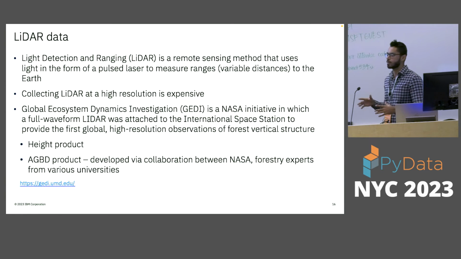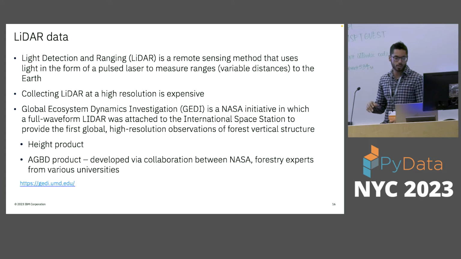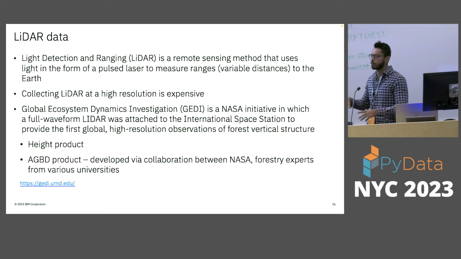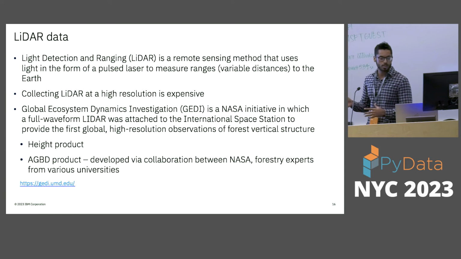The two main offerings from this data from NASA: one is the height information, so basically you can tell the height of the canopy or the height of the tree at any point on Earth. And the second one is the above ground biomass density, what we refer to as AGBD. That is how much biomass is present in one particular area on Earth. They usually derive this biomass from the height. These NASA guys have some kind of models to extrapolate the height to the biomass.